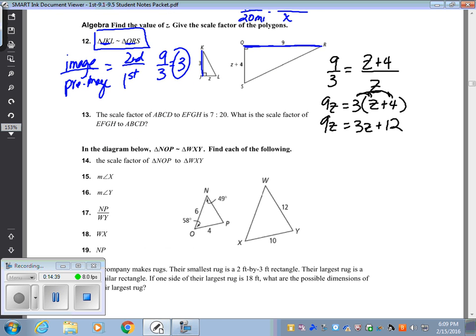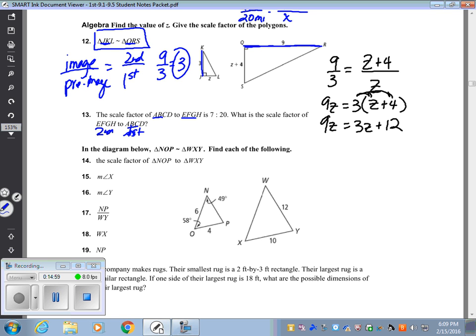Alright, remember our scale factor is from second to first. Well, they gave us, it says the scale factor to ABCD, it says what is the scale factor? Going the opposite way. So we're going from the second to first, second to first. I don't know if you can read that.